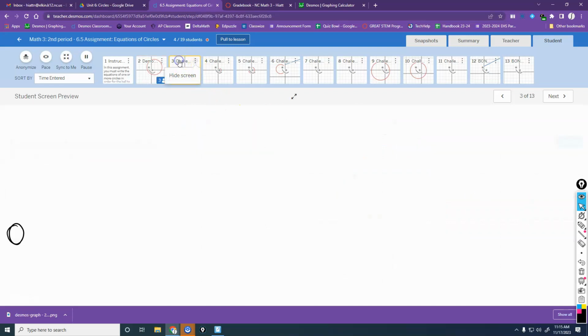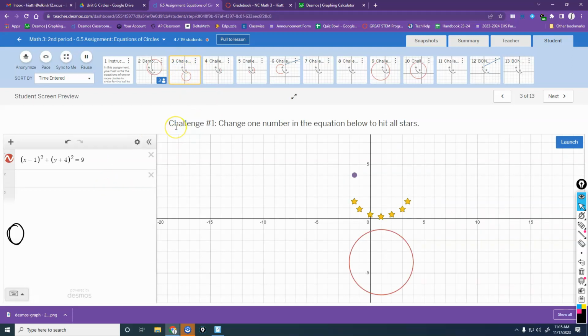I love these activities. I think they're neat. So here is an example of what you're going to have to do. We're going to do the first one together right now. It says, change one number in the equation below to hit all of the stars. Obviously right now, if I launch, it's not going to work. Right now, that looks like the right size circle, but the center's not right. What do I need to change? All right. Y minus 3, is that what you have?